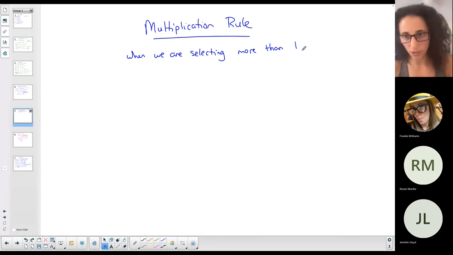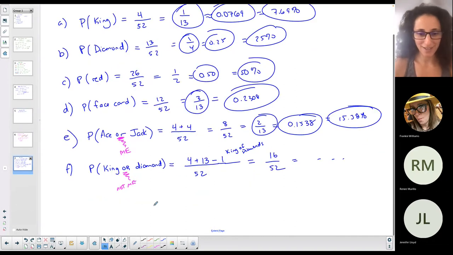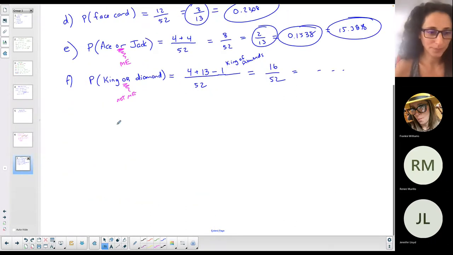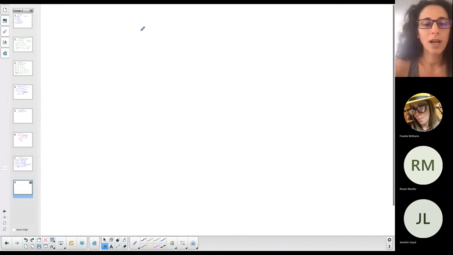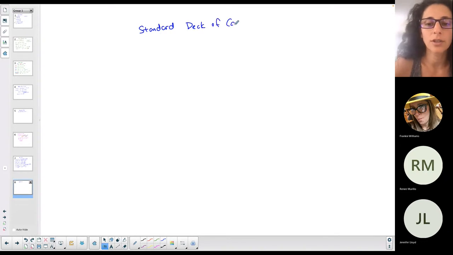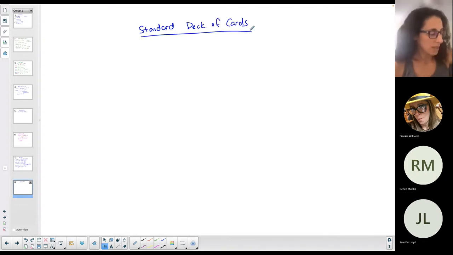And when we are selecting more than one, we use the multiplication rule, which says we're going to multiply. So let me show you what I mean. Standard deck of cards, right? Let's just use that again. And then I'm going to switch to something maybe from the homework, okay?